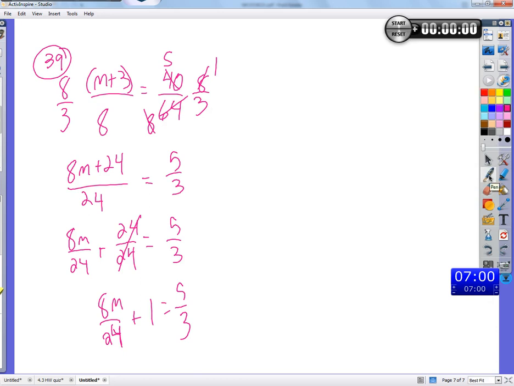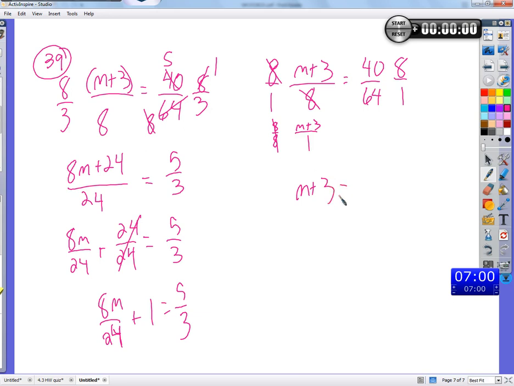Yeah, if you started at the beginning, instead of multiplying by 8/3, you could just multiply by 8 on each side. Okay. And it would just get rid of that 8, because you could write it as 8/8 times m plus 3/1. And 8 divided by 8 is 1. We're just left with m plus 3.